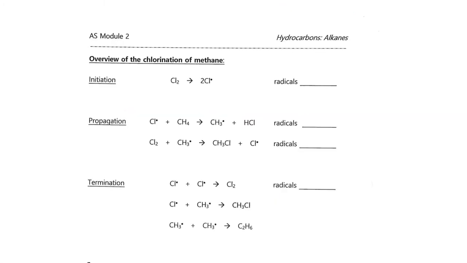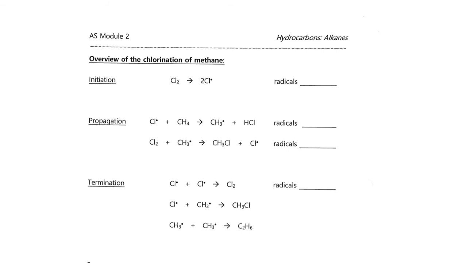So over on page 18, the final page of your notes, there's an overview of the chlorination of methane. And this is essentially an overview of the steps, but isn't the mechanism, because the mechanism will involve curly arrows that represent the movement of electrons, the breaking of bonds, and the formation of bonds. But if we just have a quick look at this, this gives you a helpful overview of the chlorination of methane and helps you see the movement of radicals as well.